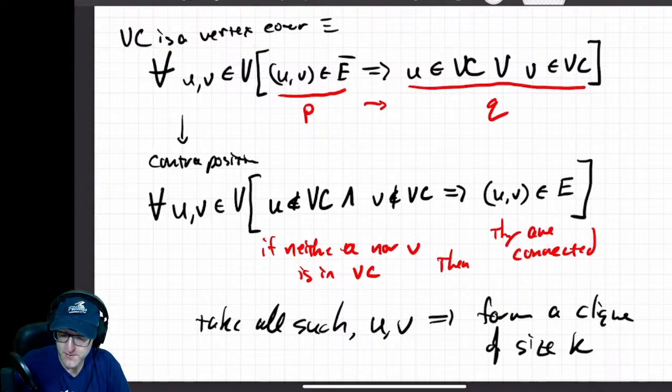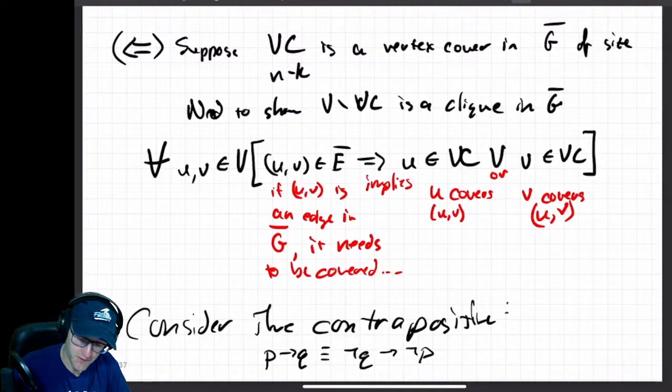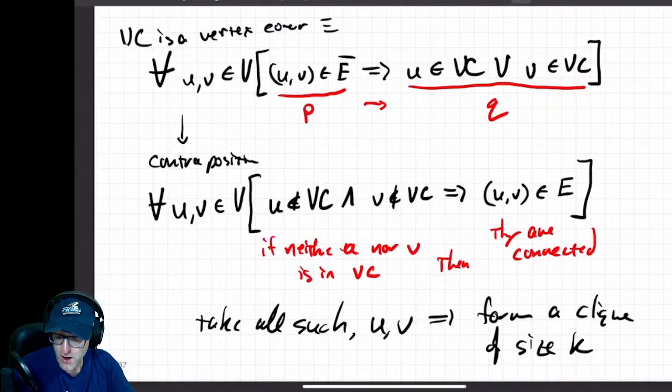Because we started out with the assumption that VC here is a vertex cover of size n minus k, right? Then if we take everything that is not in that vertex cover, where neither one of those is in the vertex cover, so we take everything else, U and V, they must necessarily be connected by an edge, and that forms a clique for all those pairs. And the size of that is, of course, K. Pretty cool. All right.